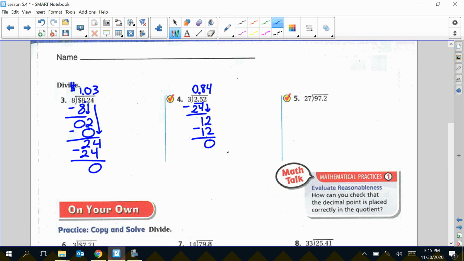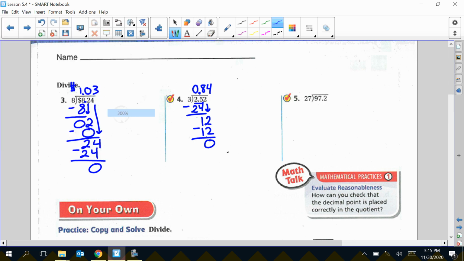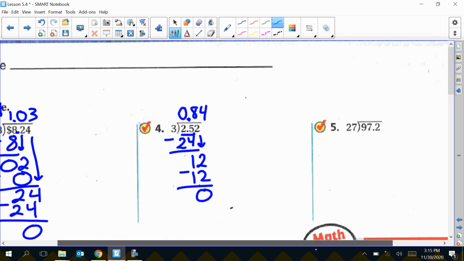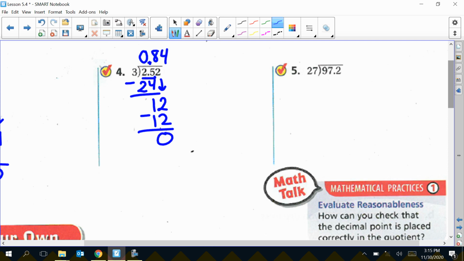If we look at question number 5, I'm going to go ahead and zoom in here a little bit more so that we can see it a little bit better here. 97.2 divided by 27. 27 is not going to go into 9, so I'm going to put an X there. Or a 0. We could go ahead and put a 0 here as well. And then we look at 27 going into 97.